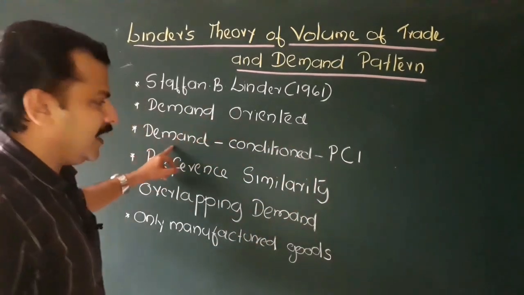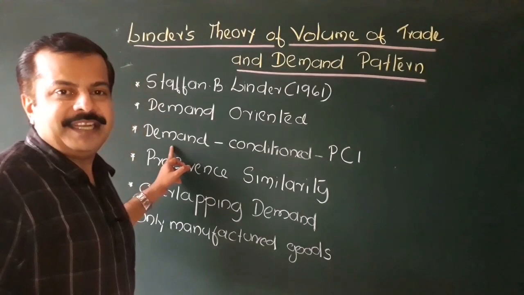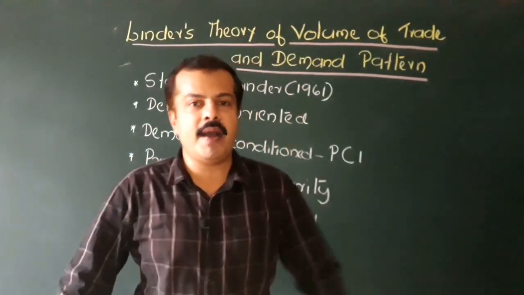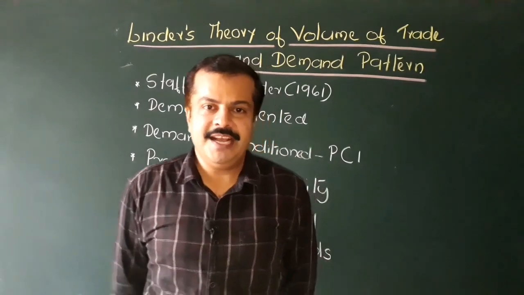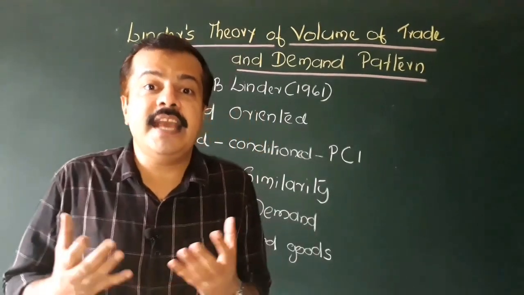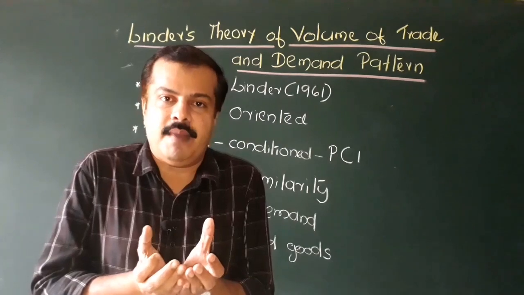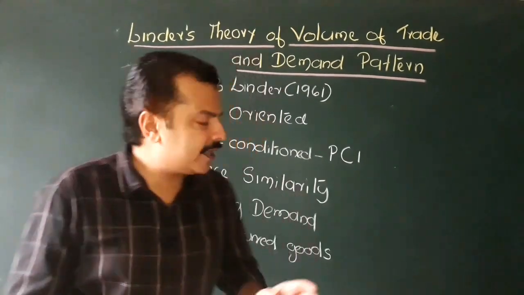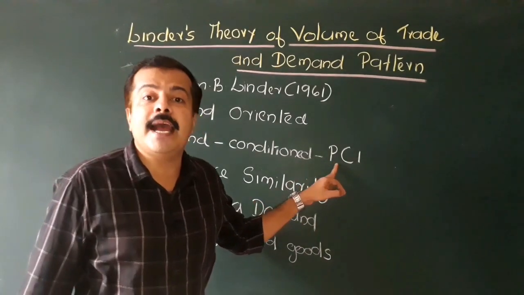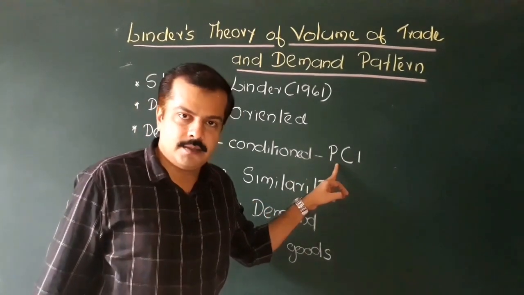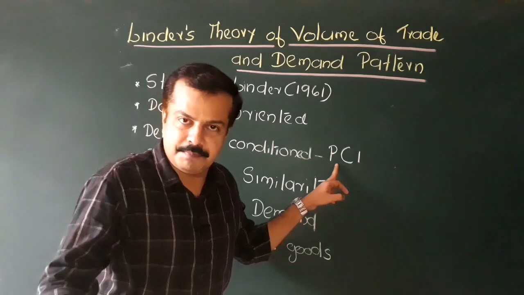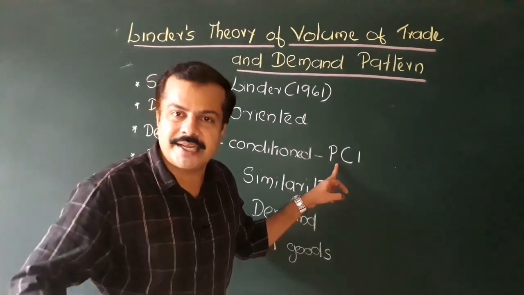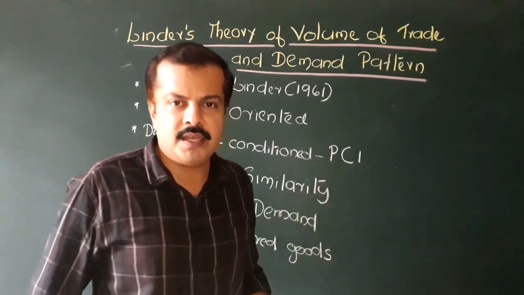Now, Linder pointed out that the demand condition of any country is influenced by the taste and preferences. The taste and preferences in any country is conditioned by or is influenced by the income level, or what Linder called the level of per capita income, PCI. Per capita income is income per head, total income or national income divided by population. We will get average income, which is known as the per capita income.